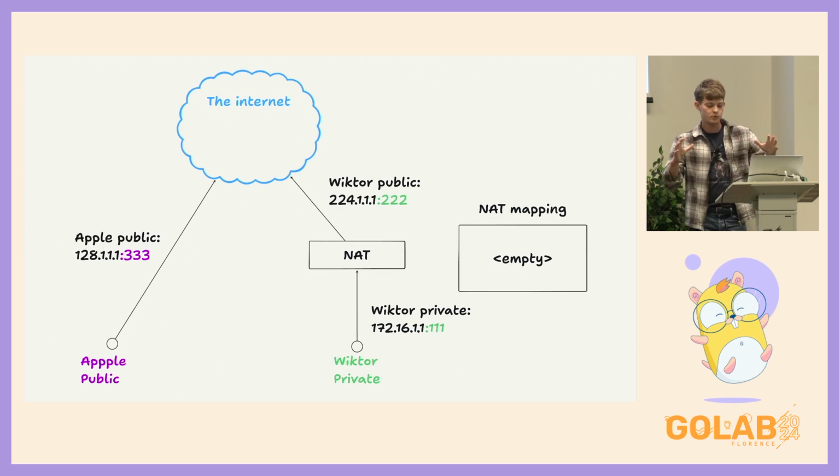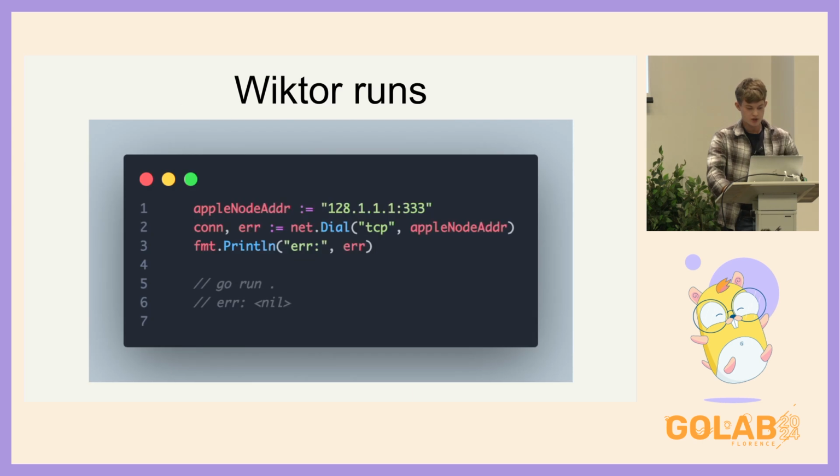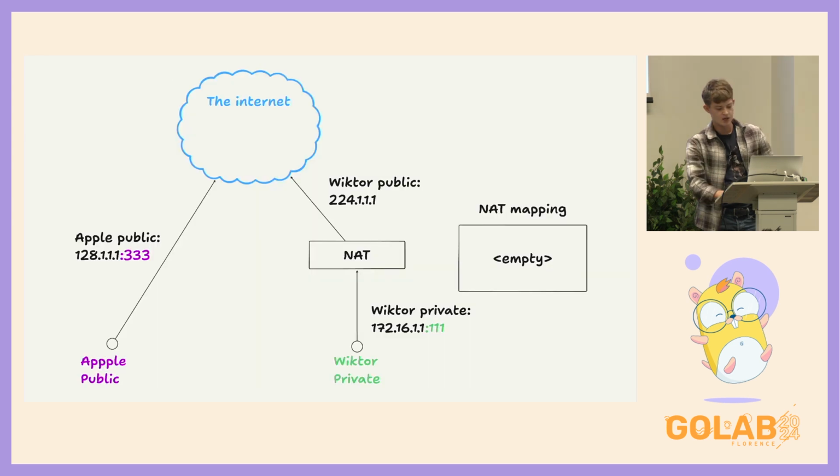And let's assume a hypothetical scenario where Wiktor would like to connect to Apple. What happens? So let's say Wiktor runs the following Go code, a net.Dial on the Apple public address. Addresses are made up, for simplicity. And we see it succeeds. So let's go back to our diagram and see what happens. The first thing that happens is that Wiktor connects to its NAT. It says, hey NAT, I would like to connect to Apple on this address.